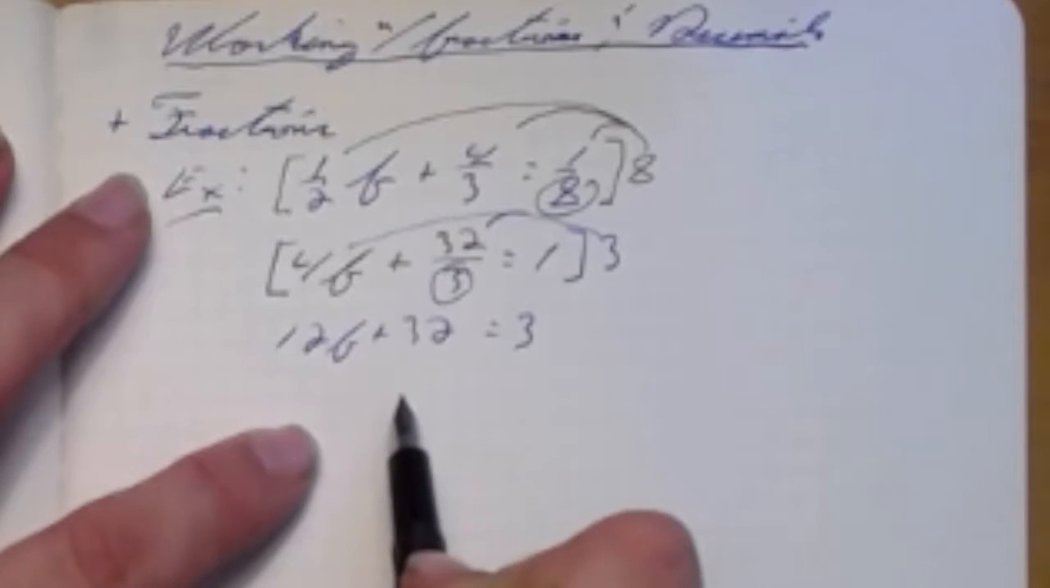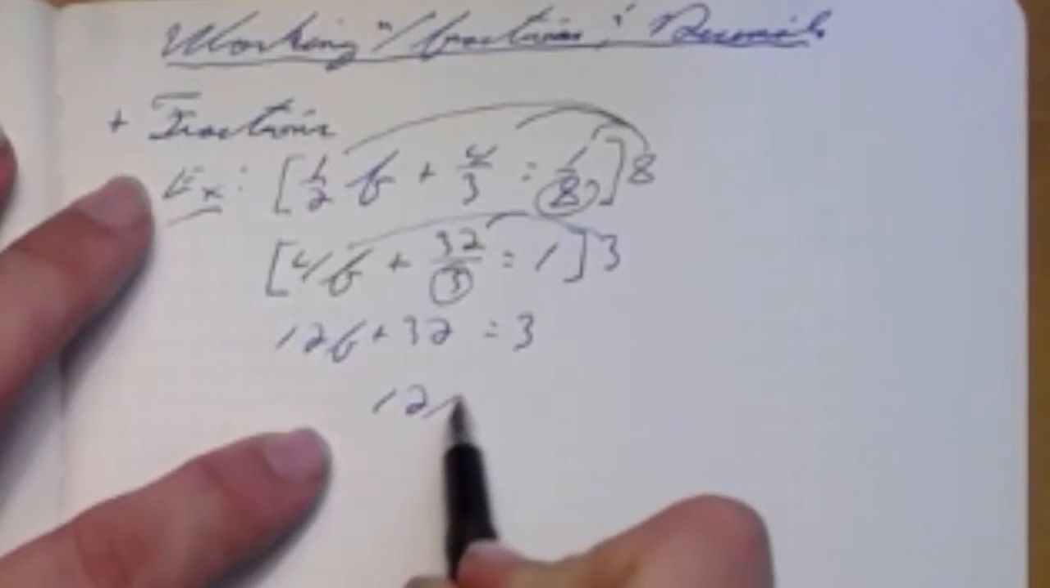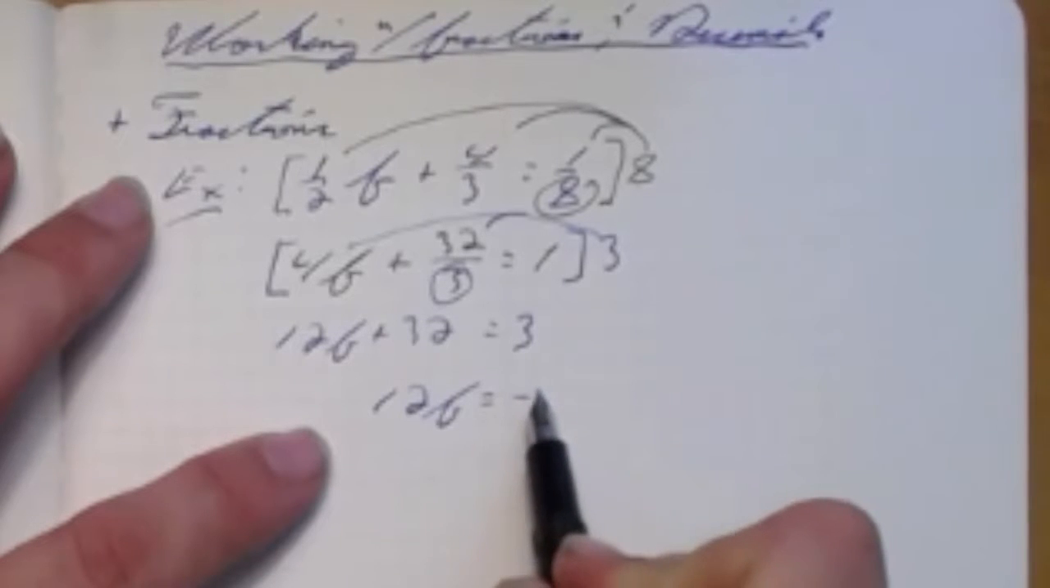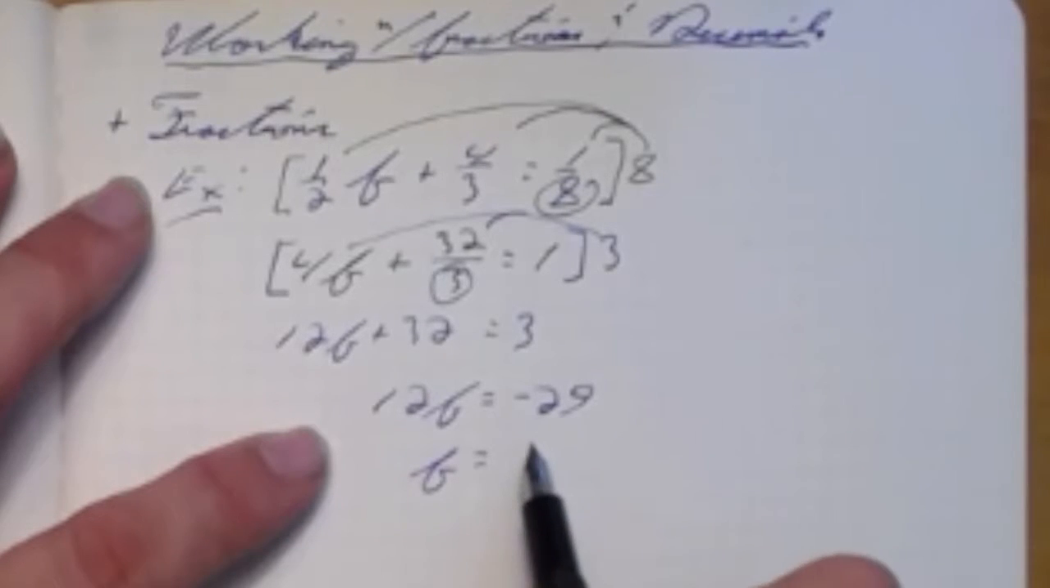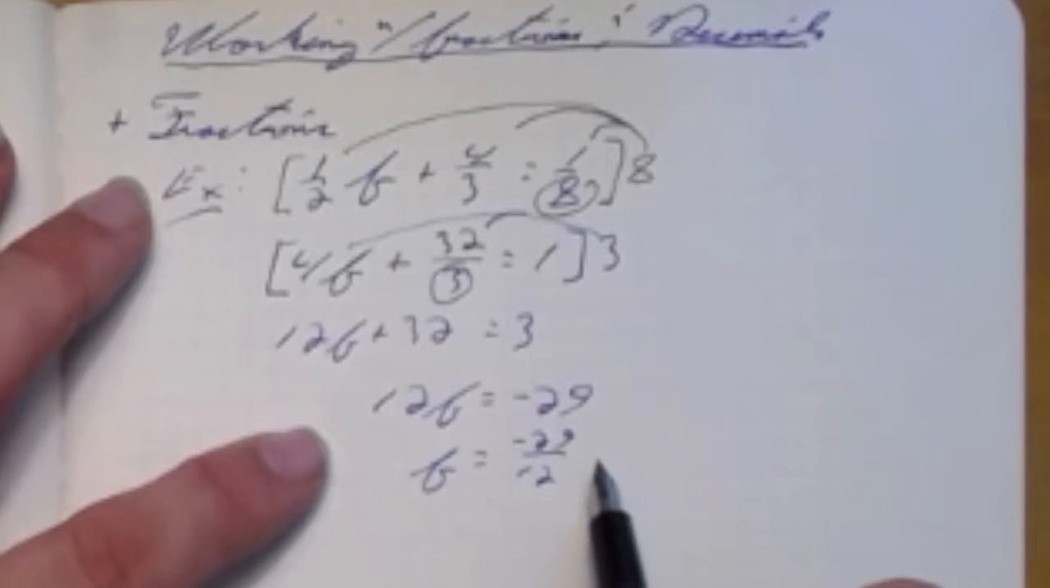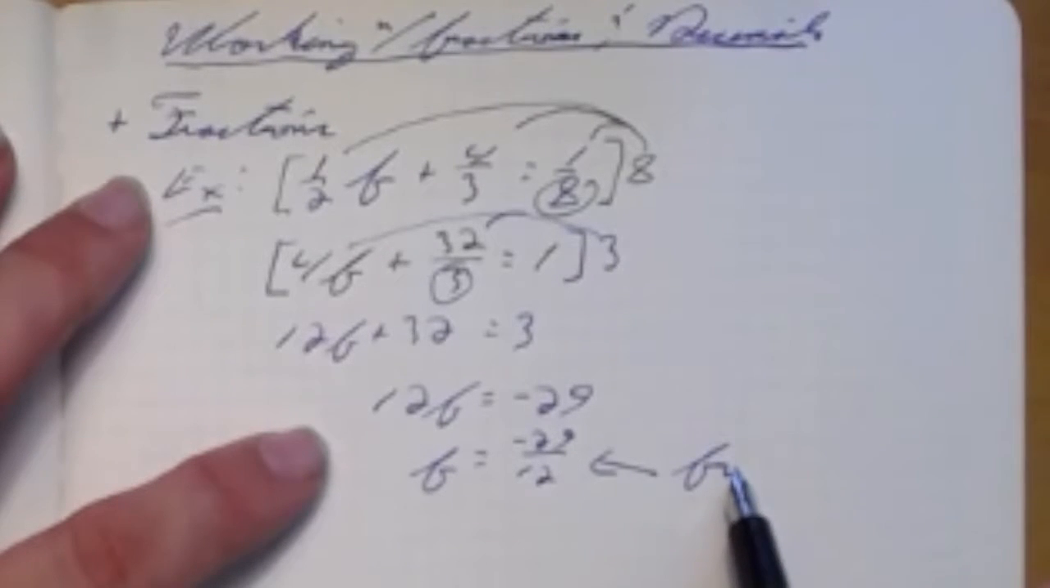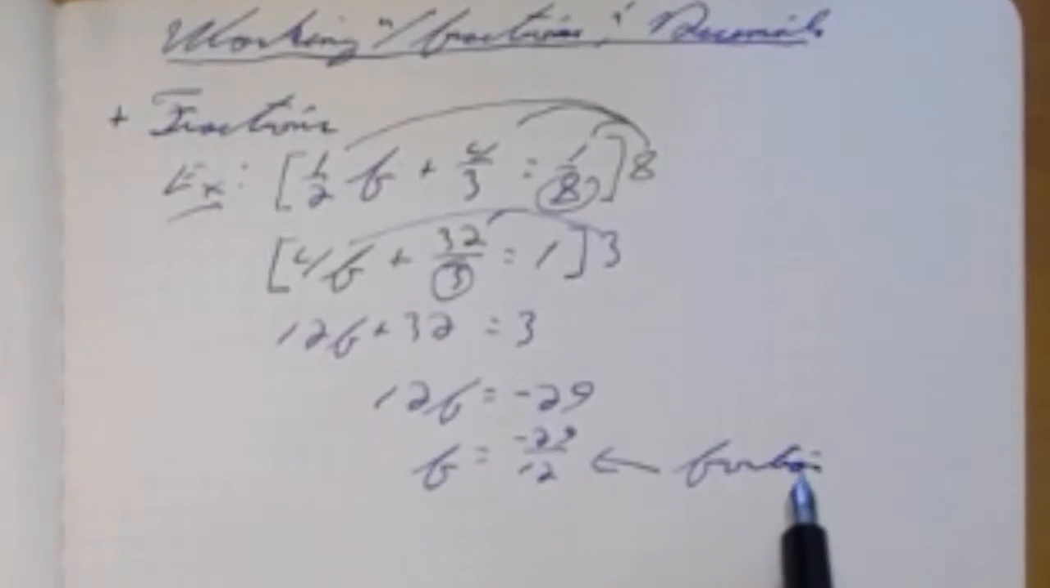So the subtraction property of equality gives me 12F is equal to negative 29. The division property of equality, I divide both sides by 12, and F is negative 29 over 12. So what I get to see is the fraction only comes back at the end. I don't even have to worry about it. I don't divide it out. I leave it as an improper fraction, unless I'm told to do something a little bit more with it.